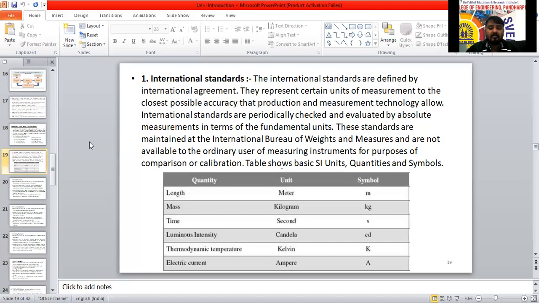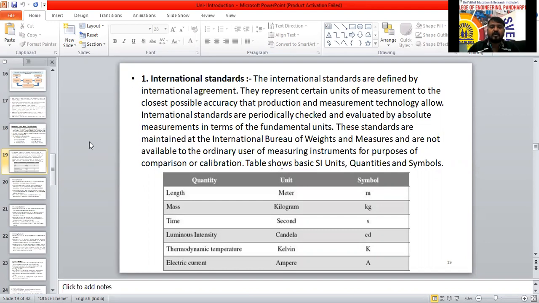Some quantities or parameters have already been designed for the international standards. Anywhere you go, in a foreign country, like Germany, the current will be measured in ampere. The temperature will be measured in degrees Celsius or Kelvin only. The luminous intensity will be measured by candela only. Time will be measured in seconds, minutes or hours only.